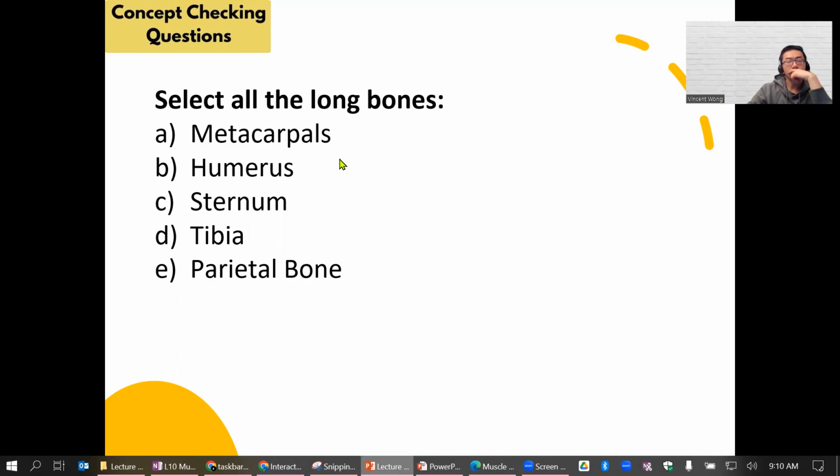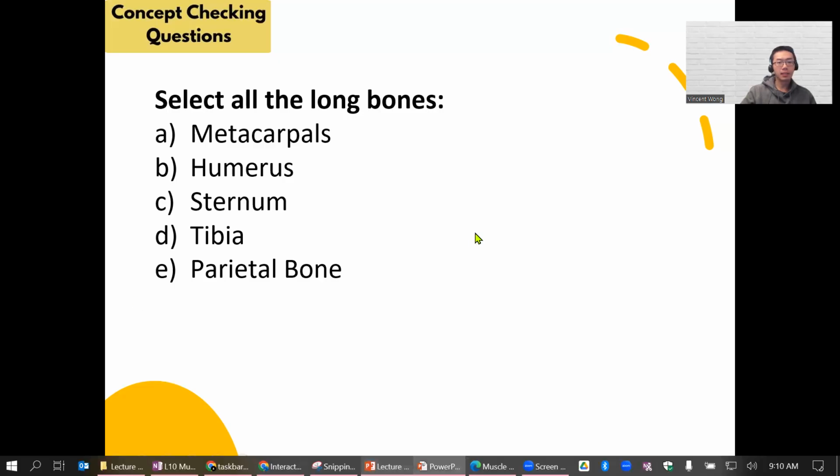Okay. So long bones would be the metacarpals. These are the hand bones, if you would. The humerus for sure. Sternum is flat, tibia is long, and parietal is flat as well. Okay, so pretty good. Good work. Any more? Or is this it?